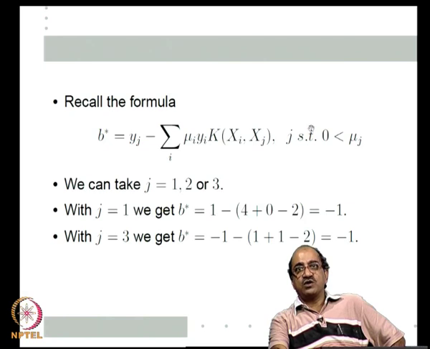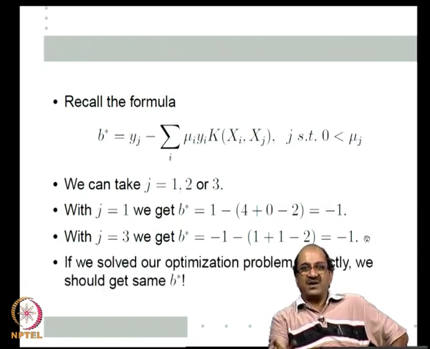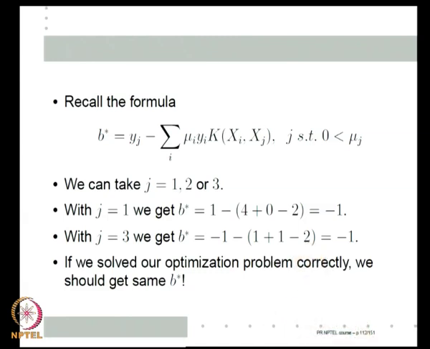I do not have to choose j is equal to 1, any j will do. If I choose j is equal to 3, y 3 is minus 1. With respect to that, I once again put that in, I get minus 1. Obviously, if I solve the optimization problem correctly, no matter which j such that mu j is greater than 0 I choose, I should get the same b star. As a matter of fact, this is one way I can check whether we have solved the optimization problem correctly. But when we do it numerically, this may not work. So, we may take b star to be the average of all b stars obtained with different j's.